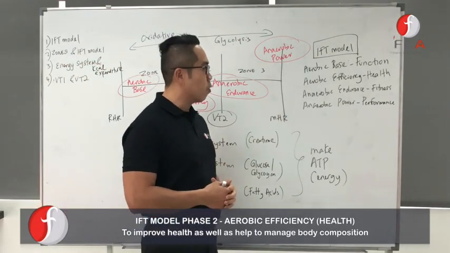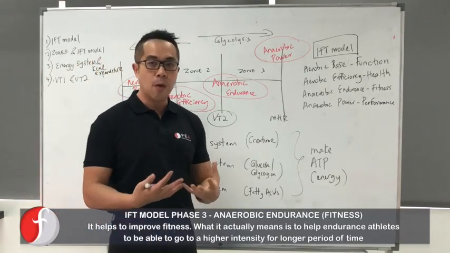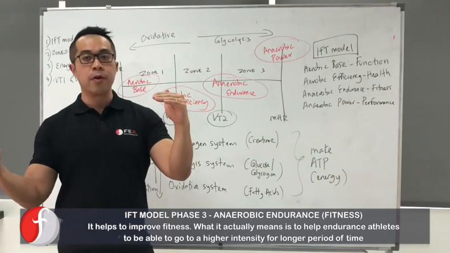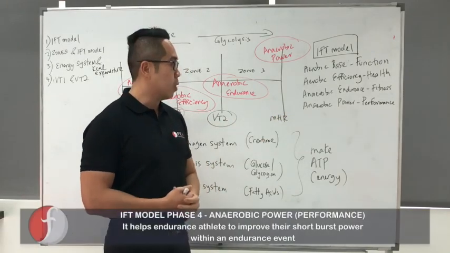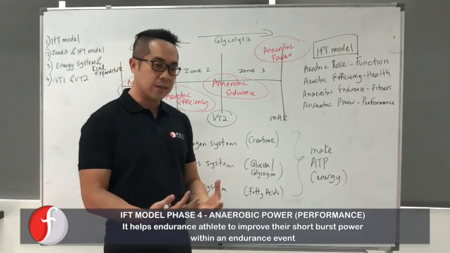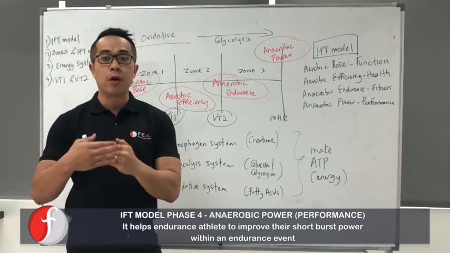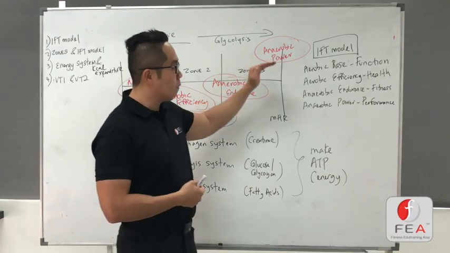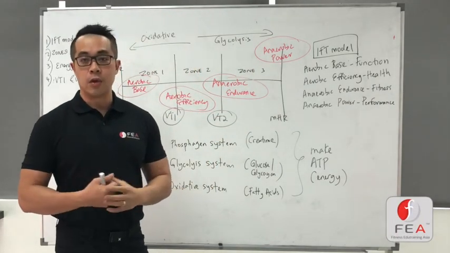Number three, which is anaerobic endurance, helps to improve fitness. What it actually means is to help endurance athletes to be able to go at a higher intensity for a longer period of time. The fourth phase of the IFT model of cardiovascular will be anaerobic power. It helps to improve performance. What it actually does is help endurance athletes improve their short burst power within an endurance event. So all these four phases of the IFT model work for different clients' goals.